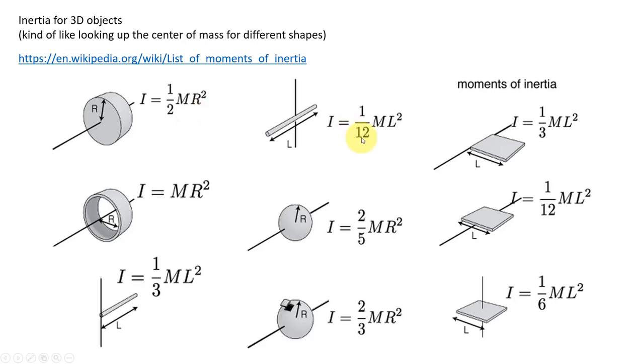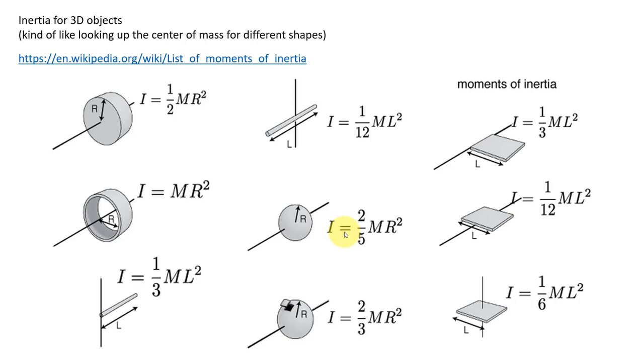So what do you think? What looks smallest? 1/12 is really small versus a third. You have length here versus radius here. But if all of the mass is way far away, this is the hardest. This right here is the hardest to rotate. When you get some of the mass getting closer to that center, 0.5, 0.4, it gets easier to rotate.